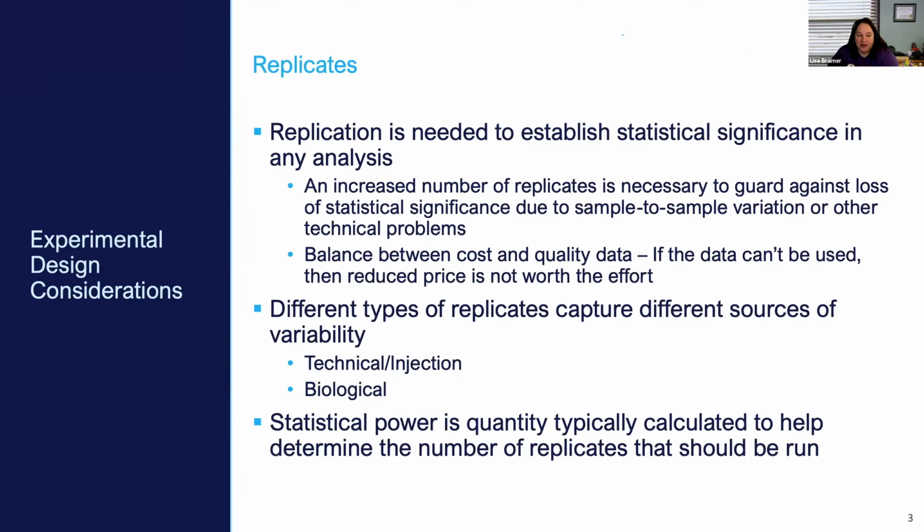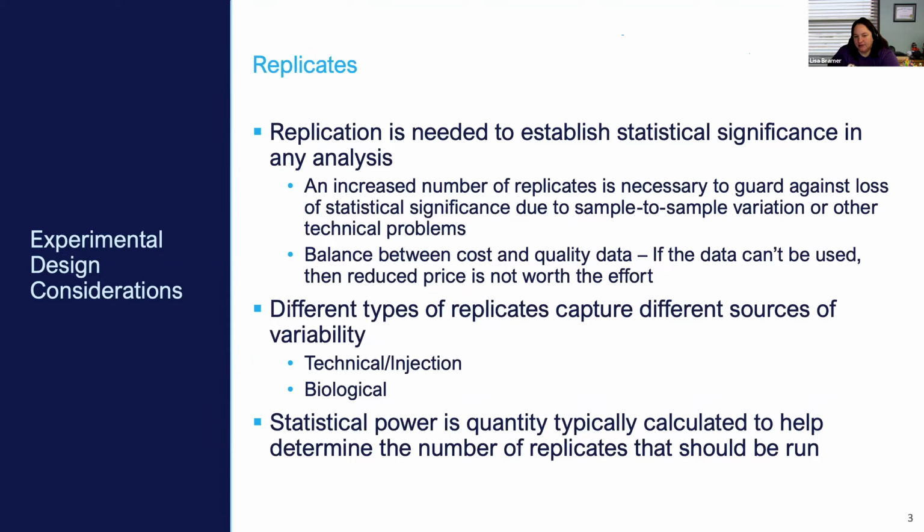And I know that statisticians also get a bad rap of saying we just want all the data possible. I will say that anyone you're working with should also realize that there is a balance between cost and the quality of the data that you get. More is not always better, but if you don't have enough, the data won't be able to be used in a useful way, and your reduced price is not going to be worth the effort at all. So we need to find that right balance.